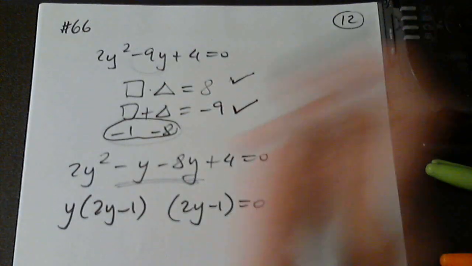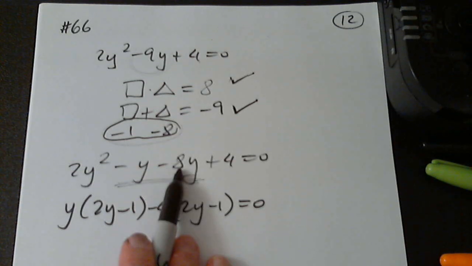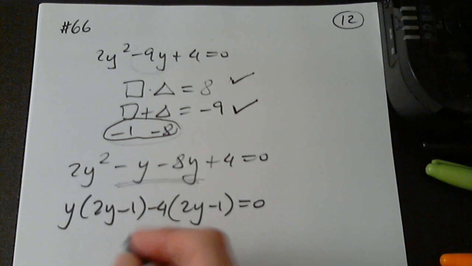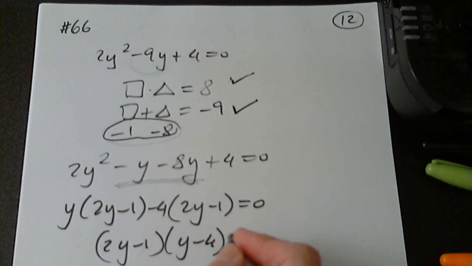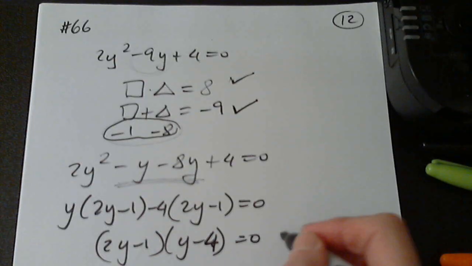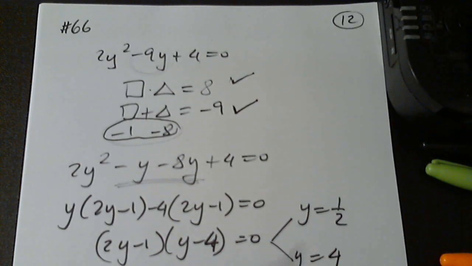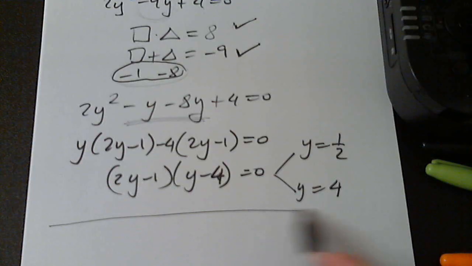And only now I look and I factor out a -4, because -4 times 2y is this, and -4 times -1 is this. And then I factor out 2y minus 1 because that's the common factor, and I get 2y minus 1 times y minus 4 equals 0. And then we have two options, 1/2 and 4. The other option is the quadratic formula.